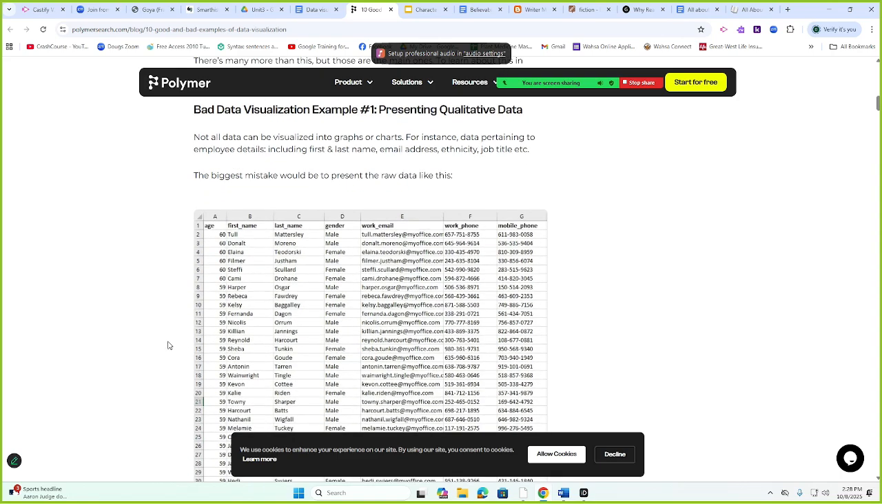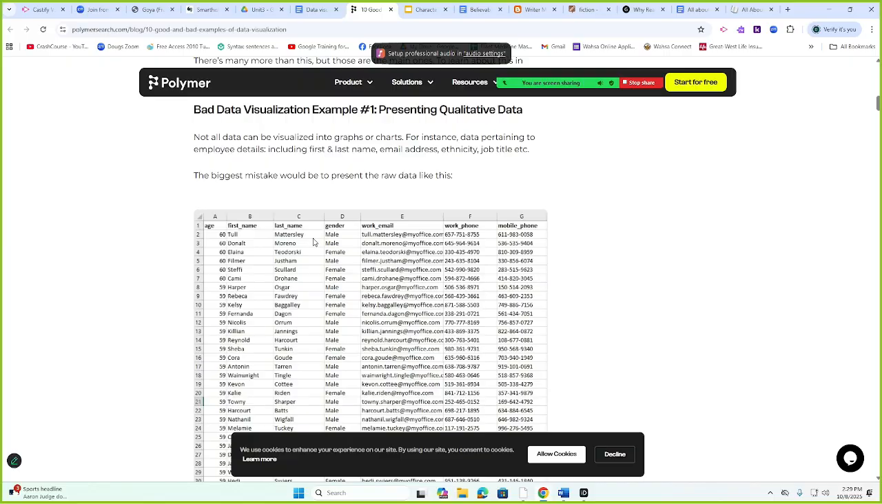Here's example number 1, presenting qualitative data. So we have quantitative data, which is numbers and amounts and things like that, and qualitative is like qualities of different things. Like let's say a house is red or green. That's qualitative data.